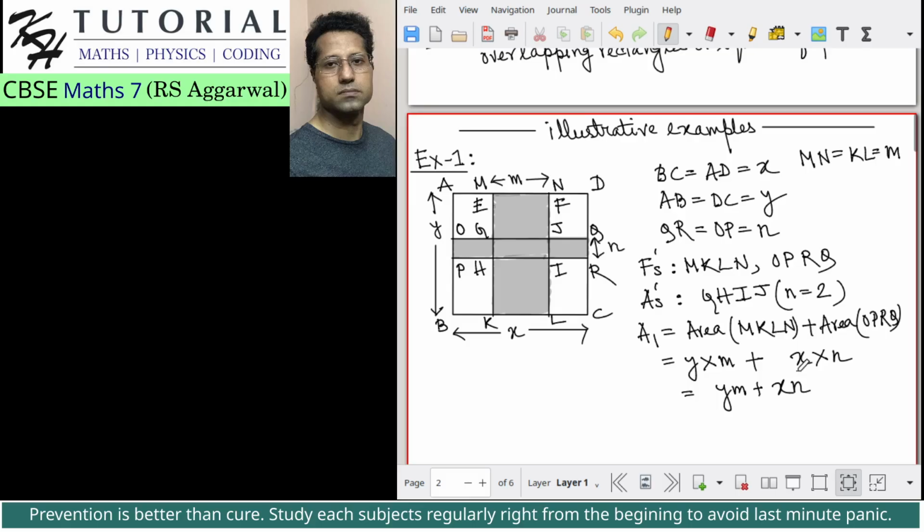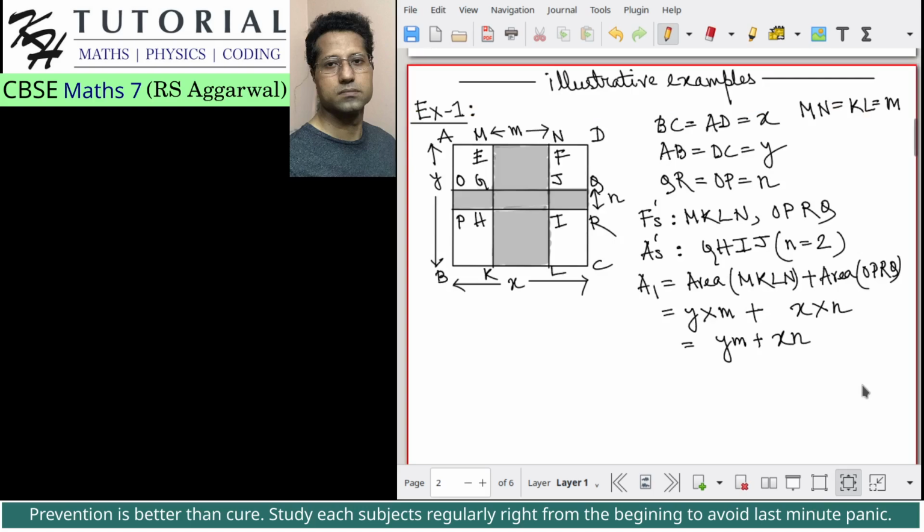Now please note that I am not trying to give any formula. I'm just explaining some example figures with some variable dimensions, and explaining how you can divide the shaded region into some rectangles and squares based on the given dimensions, and how you will eventually find the total area of the shaded region depending on whether there are any overlapping or non-overlapping areas or rectangles. Okay, so A1 is ym plus xn.